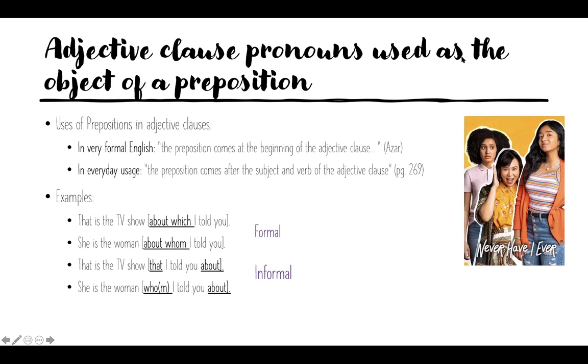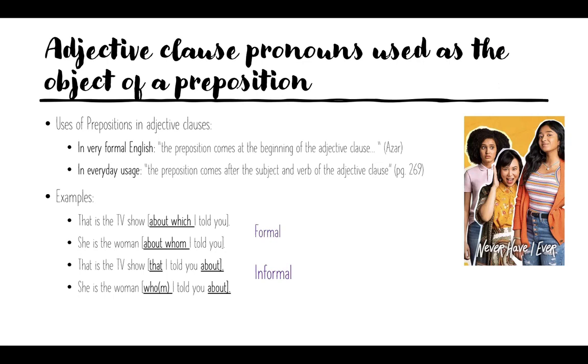Adjective clause pronouns can also be used as the object of a preposition. So far we've been discussing adjective clauses in terms of them occurring alongside a noun or very close to the noun in a clause, right? So next to the noun, but they can also modify a preposition or occur next to a preposition. So the uses of prepositions in adjective clauses.